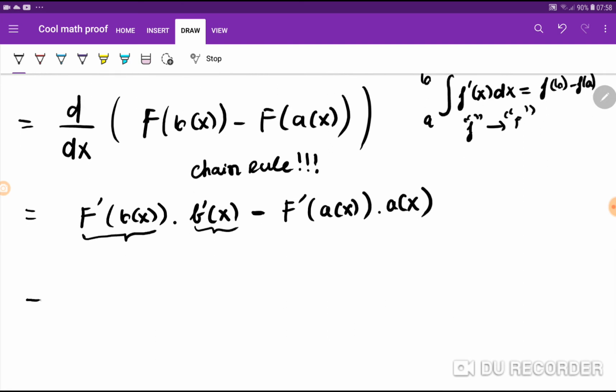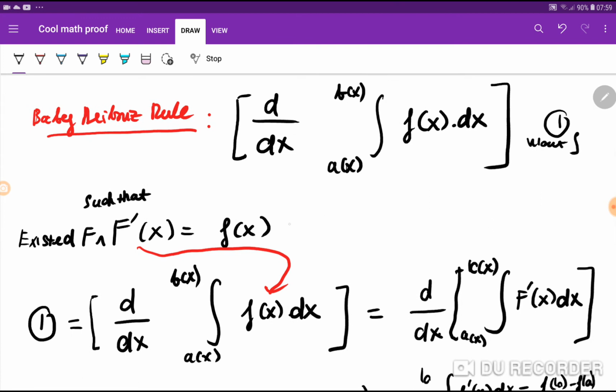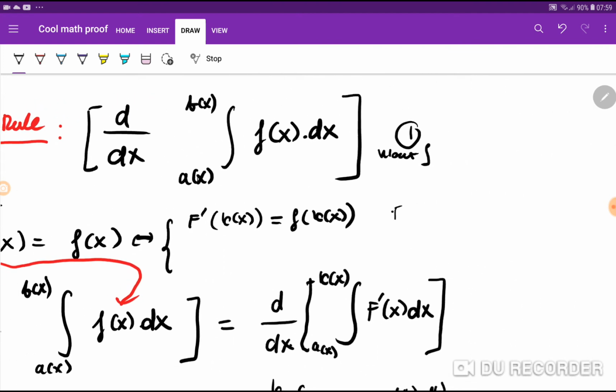Now, what is F prime of b(x)? F prime of x is f(x), right? So do you agree with me that F prime of whatever is inside equals f of that inside? Or you can say F prime of something equals f of that thing.